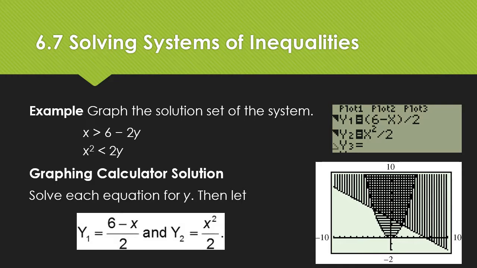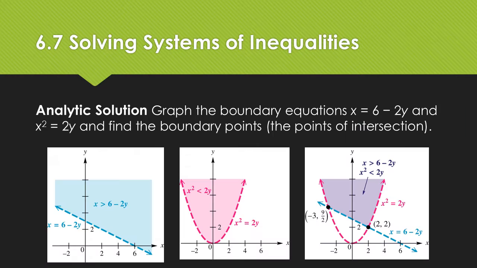You also need to understand that the calculator is not going to put these in as dashed or solid lines. So you do need to remember when you draw this that both the line and the curve are going to be dashed lines, because both symbols were greater than or less than. They did not have the equal line underneath. So x equals 6 minus 2y, and we discovered that we need to shade above it. Then you graph the parabola, and notice both of these are dashed, and when you put them together, the overlap, the purple region, is the solution.